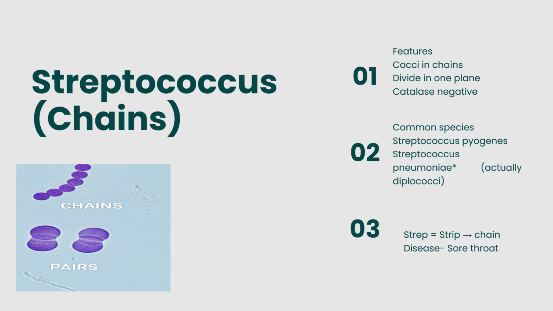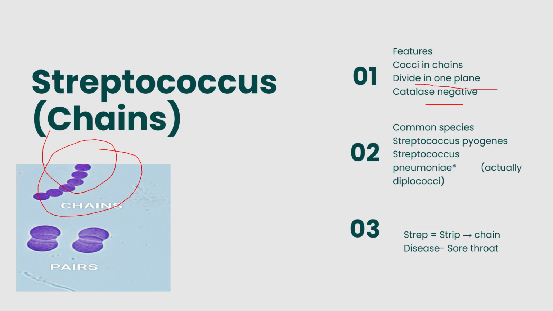Coming to the streptococcus. So streptococcus mainly appears in the form of chains, long chains of bacteria, because they divide in a single plane. They divide in one plane because of which they will appear as different cocci lying next to each other. And as you remember, catalase positive was staphylococcus. In case of streptococcus, you can differentiate because it is catalase negative.